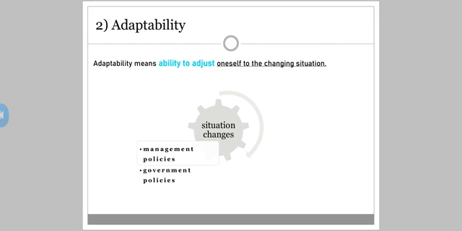Changing situations arise when there are changes in management policies or government policies. The management plans, rules, and the government plans and rules change from time to time, right? In these changing situations, the secretary should change himself or herself accordingly and try to fit into the situation. This is known as adaptability, to adapt to the new change, to mold oneself in a new situation.